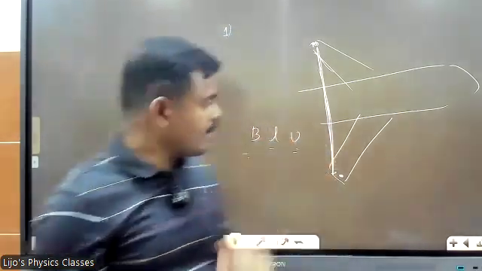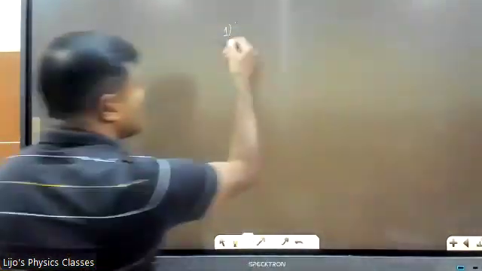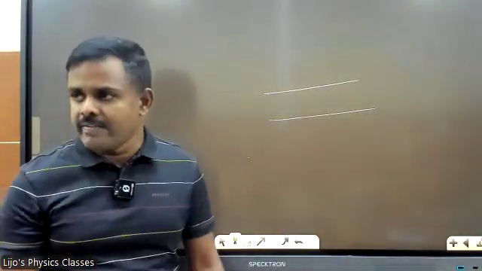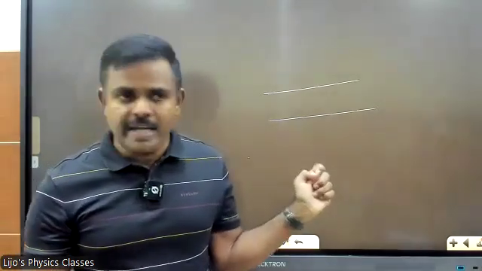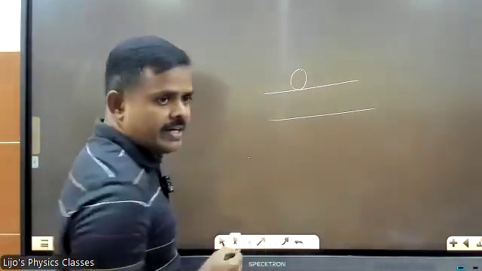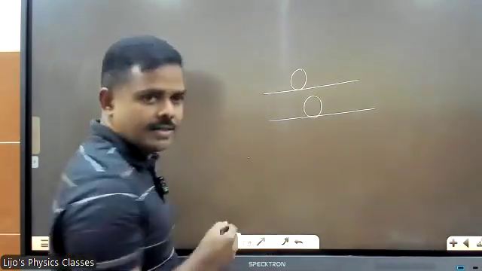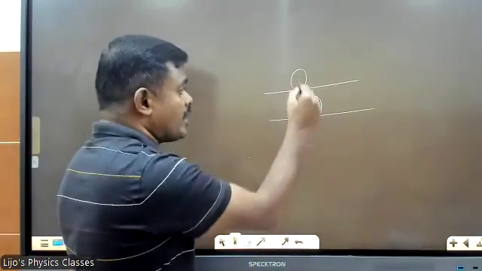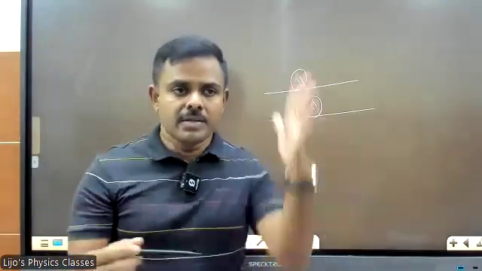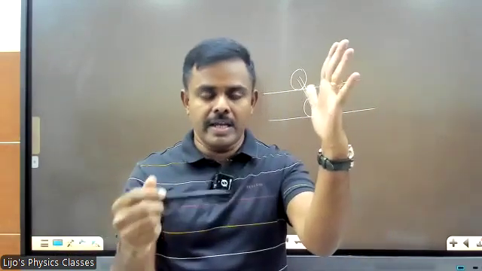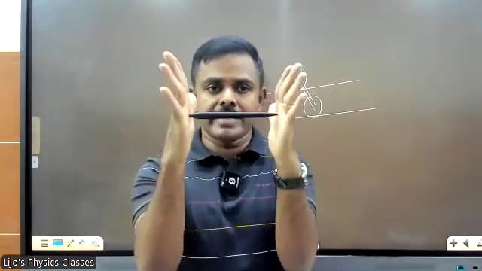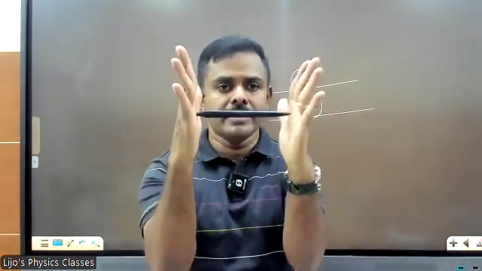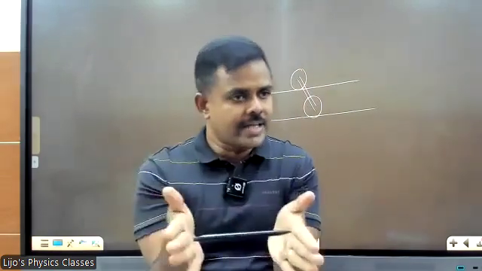That was question number 1. Question number 2, I'll give you time to write. Don't write now. Imagine there are 2 rails like this, a railway track. This is one wheel on one rail, and the other wheel is on the other rail. There is a rod connecting these two, which is called the axle. As the train moves, it is cutting what? Earth's magnetic field, right? Because the train is moving on Earth.